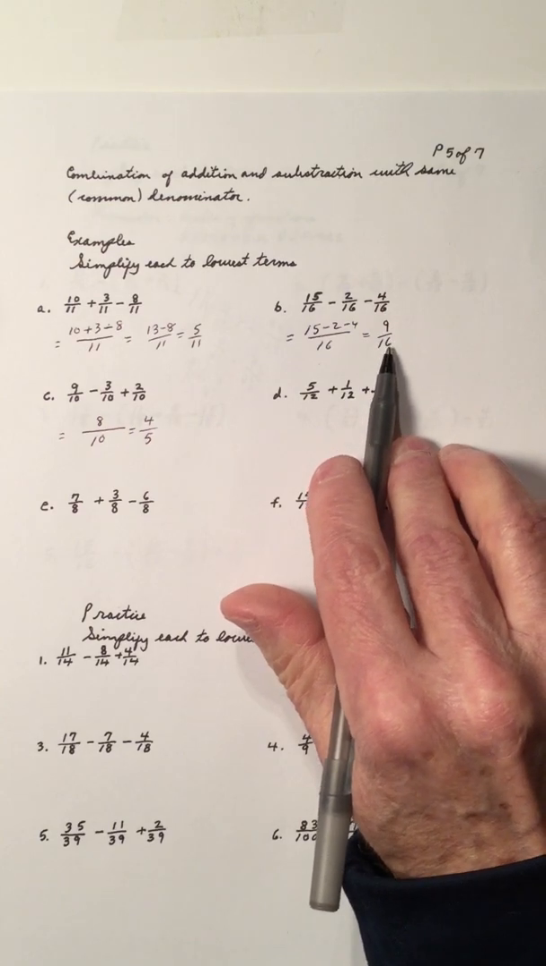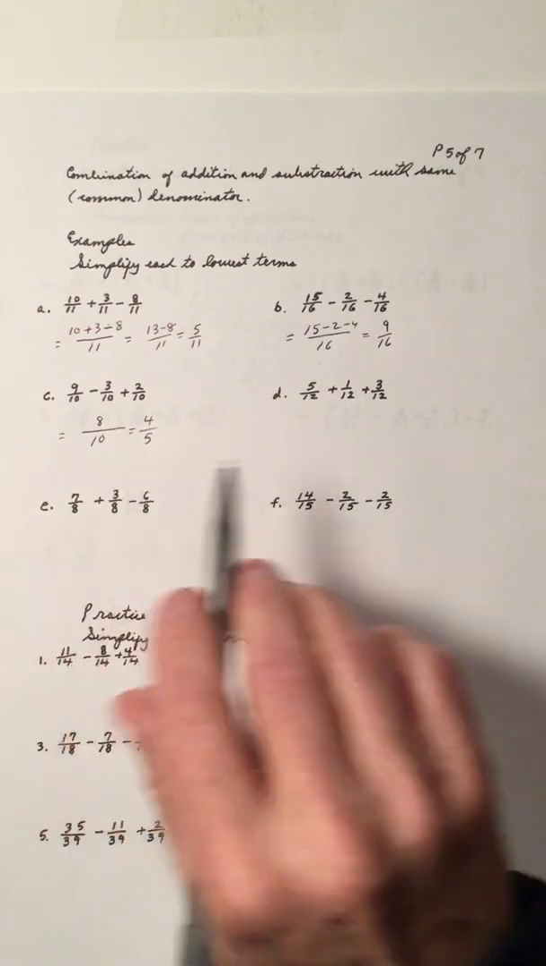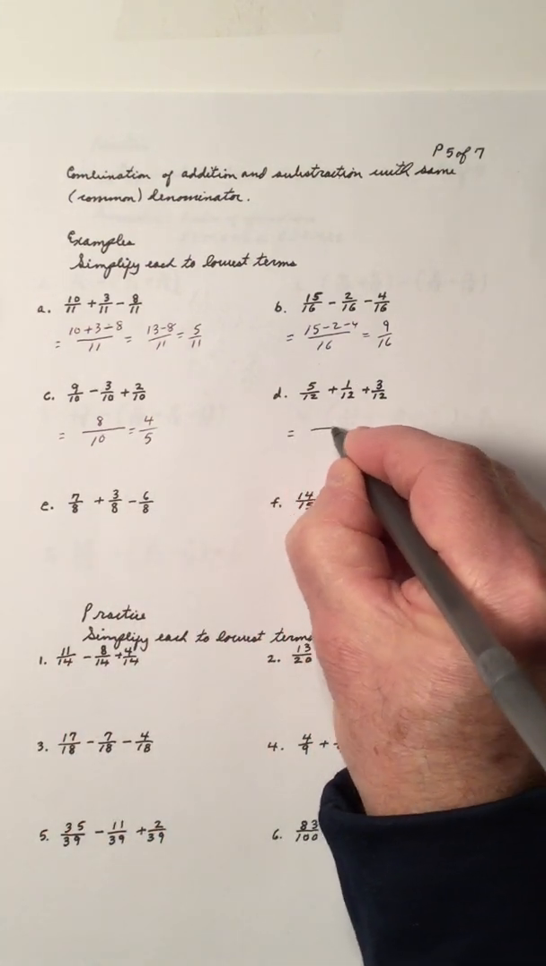You can't reduce 5 any further. 9 is 3 and 3. Can't go into 16. 16 is even. So we can reduce it here. Sometimes you can reduce, sometimes you can't.